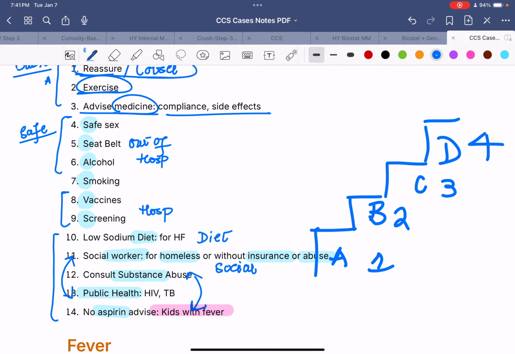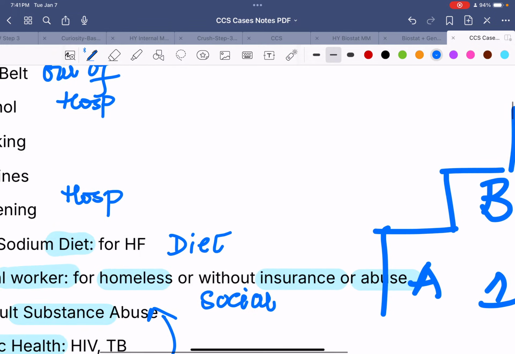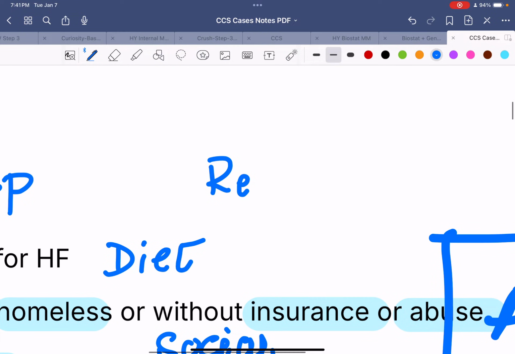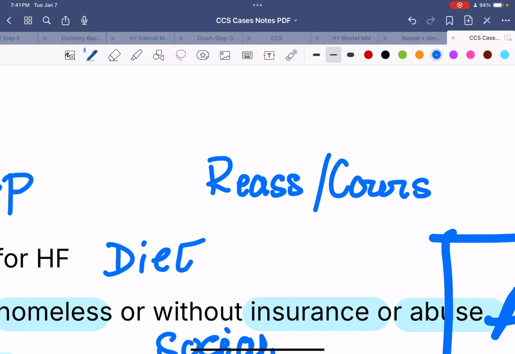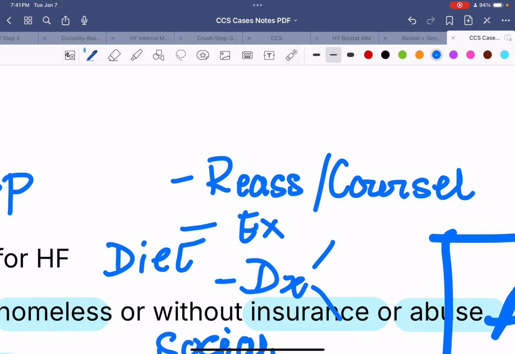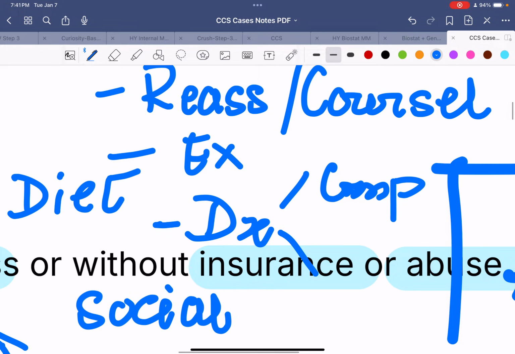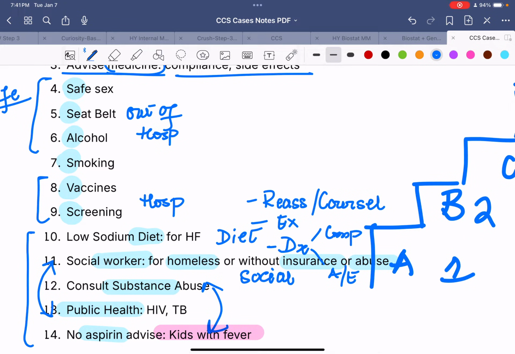First step, we've already done it: we are going to reassure the patient, or counsel her regarding her disease, if there's cancer specifically, and then we are going to tell her something about exercise. Then regarding drugs, if there is compliance with drugs that needs to be done, like for antibiotics, or if there are some adverse effects of the drug. So this was step number A, or step number 1.